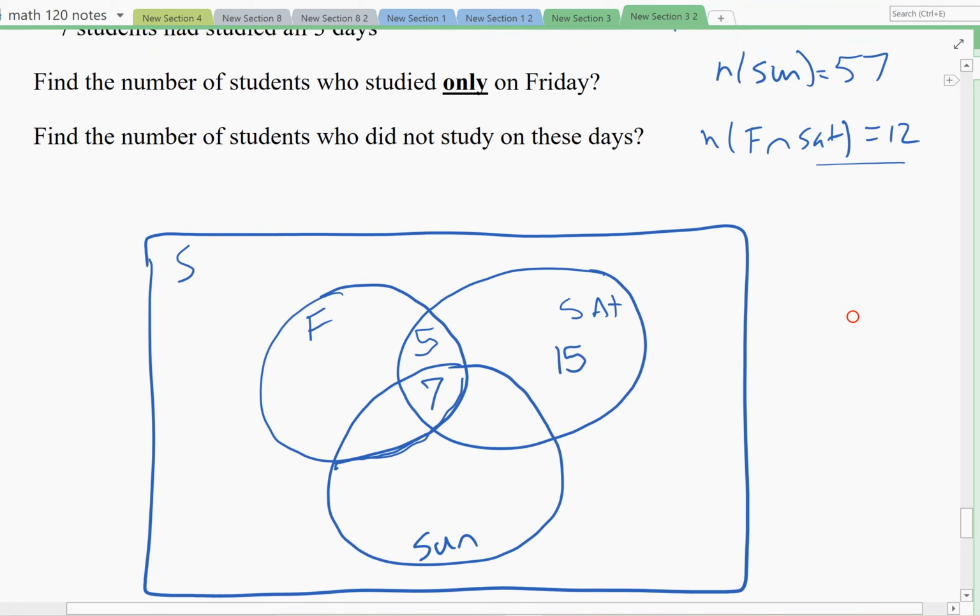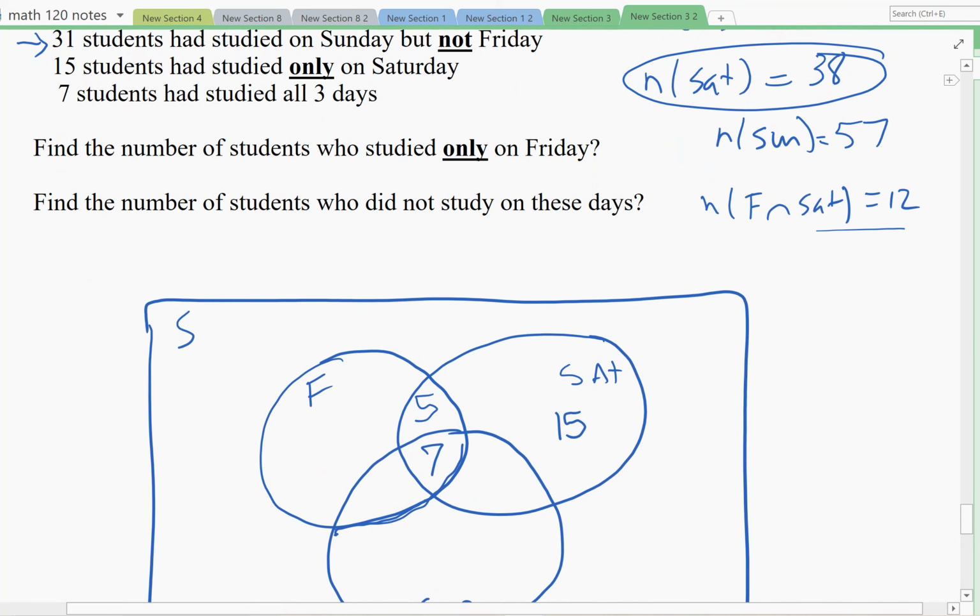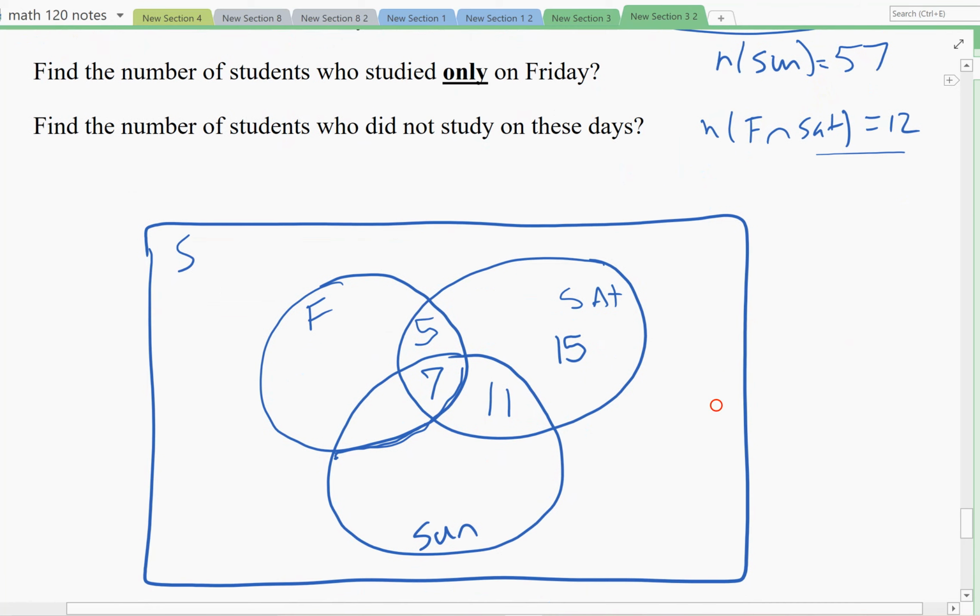Alright, still can't use the 31 yet, because I don't know how this pans out, but if you look at the Saturday circle, it's almost full. And I know how many students studied on Saturday. 38 students studied on Saturday. So if I take my 38, subtract away this 12, subtract away this 15, that leaves me with 11. So 11 students studied on Sunday and Saturday, but not Friday.